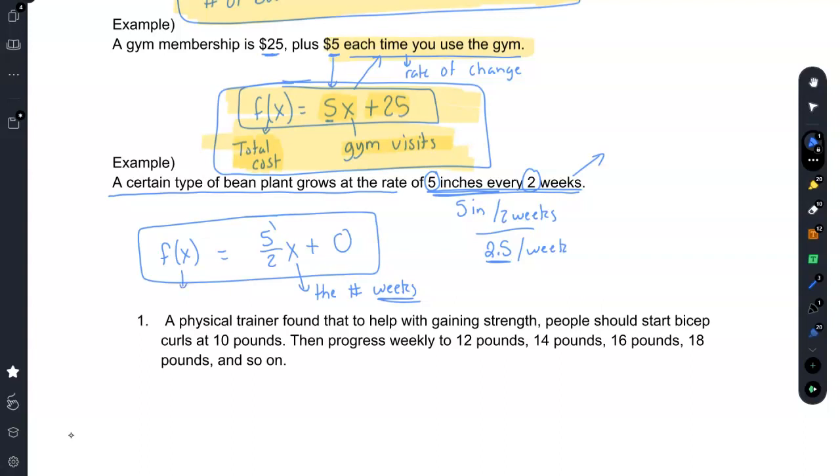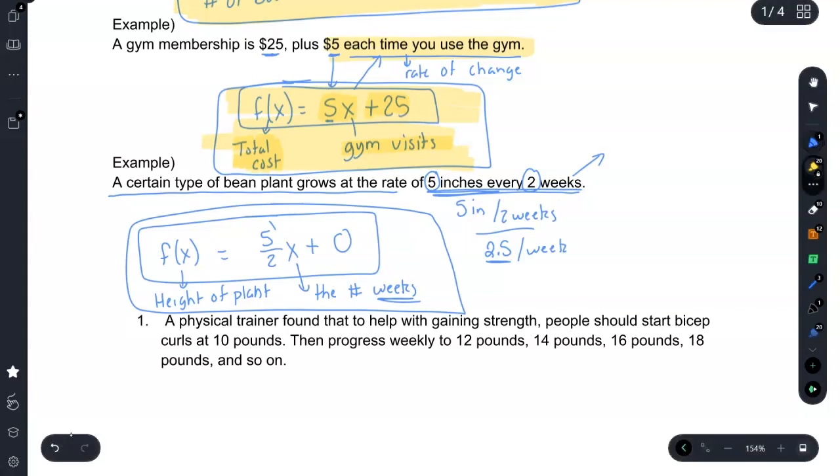And then f of x is representing the height of the plant. So in this one, if I had a plant for 4 weeks, I would just do 5 over 2 times 4, which would give me 20 over 2, which would be 10 inches.